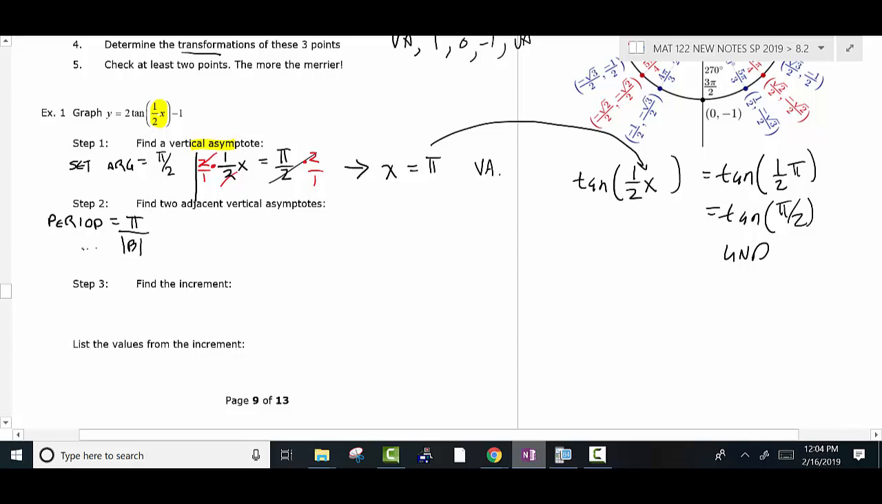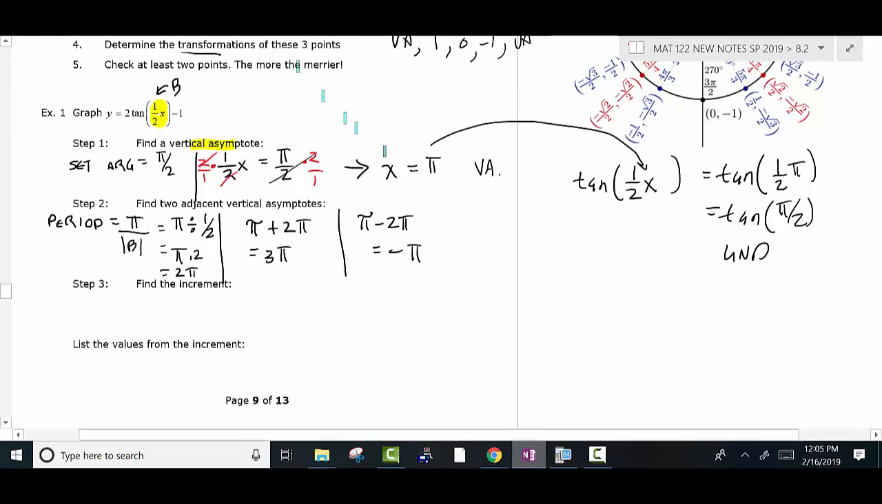So what that would be is pi divided by 1/2. B is 1/2 in this problem. So that's pi times 2, so it's equal to 2 pi. Okay, so we get the period. Then you're going to use that to find adjacent asymptotes. That's the asymptote after pi. So what I'm going to do is go pi plus 2 pi, and then pi minus 2 pi to get my other asymptotes. So this would just be 3 pi, and that would be -pi.